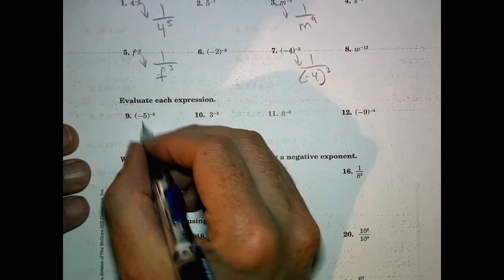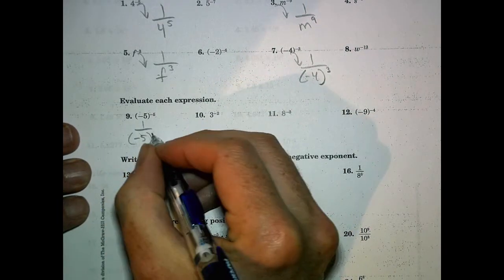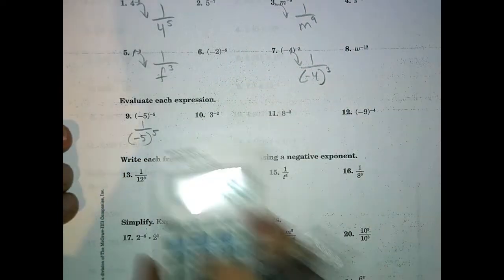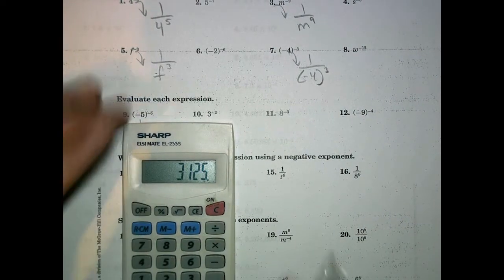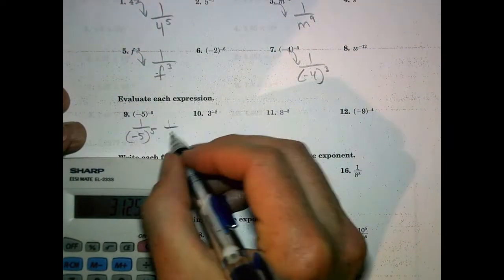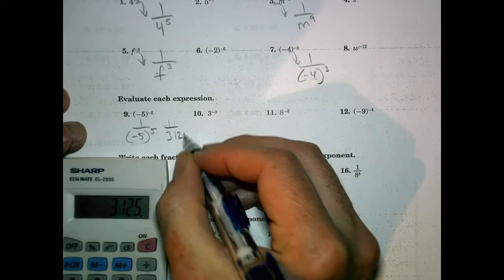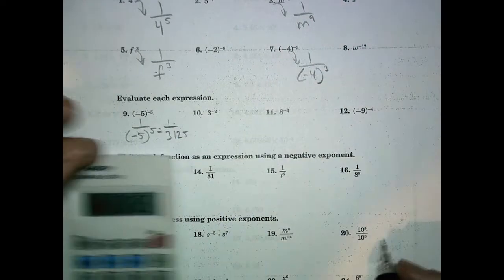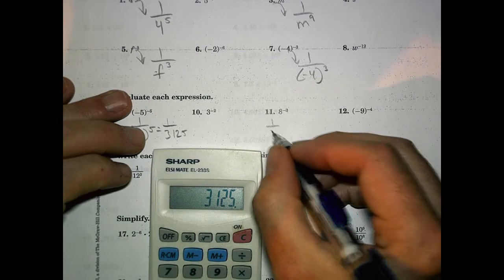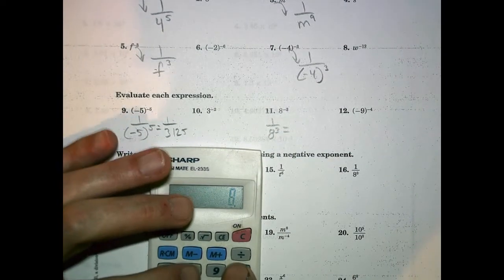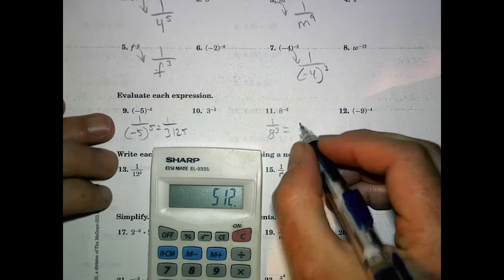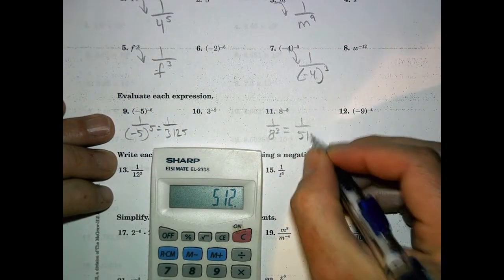Here we're going to move them downstairs, negative 5 to the 5th power. Then I have to multiply that out. 1, 2, 3, 4, 5. And we have 1 over 3,125. For this one, we're going to move them downstairs, 8 to the 3rd. So 8, 1, 2, 3. And that's going to be 1 over 512.